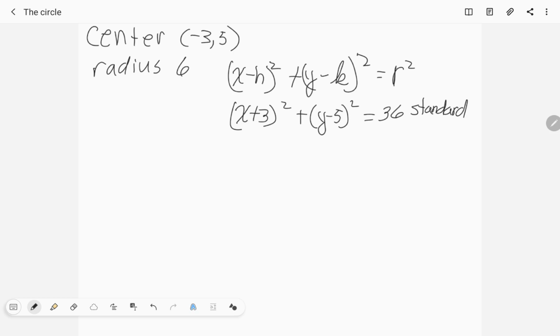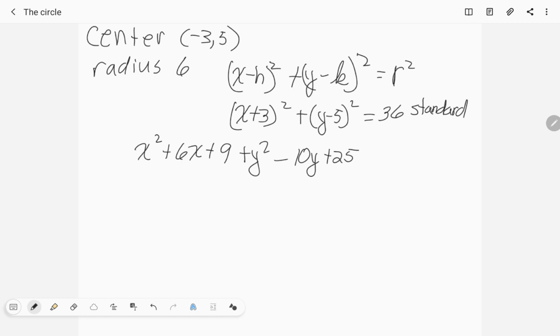If they want it in general form, which they do, all you have to do is expand it out. But don't tell me that (x plus 3) squared is x squared plus 9. It's not. You have to do FOIL: x plus 3 times x plus 3, so first, outsides, insides, and lasts. If I do FOIL with (x plus 3) squared, I get x squared plus 6x plus 9. If I do FOIL with (y minus 5) squared, that's y squared minus 10y plus 25.